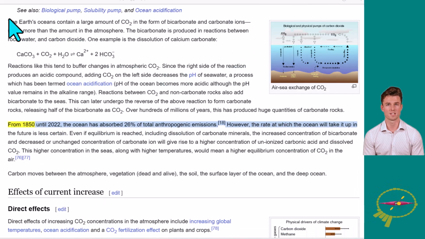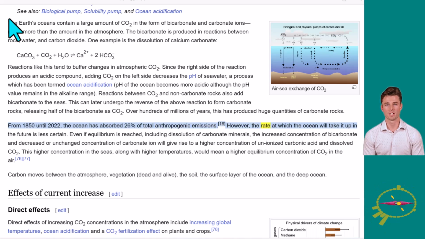From 1850 until 2022, the ocean has absorbed 26% of total anthropogenic emissions. However, the rate at which the ocean will take it up in the future is less certain. Even if equilibrium is reached, including dissolution of carbonate minerals, the increased concentration of bicarbonate and decreased or unchanged concentration of carbonate ion will give rise to a higher concentration of unionized carbonic acid and dissolved CO2. This higher concentration in the seas, along with higher temperatures, would mean a higher equilibrium concentration of CO2 in the air.